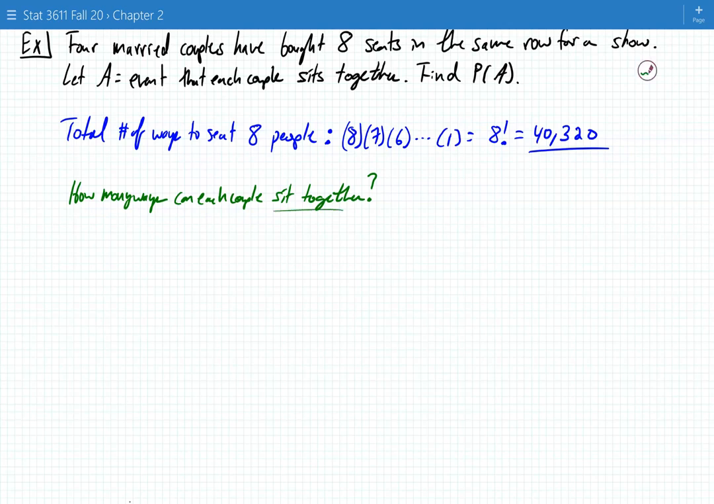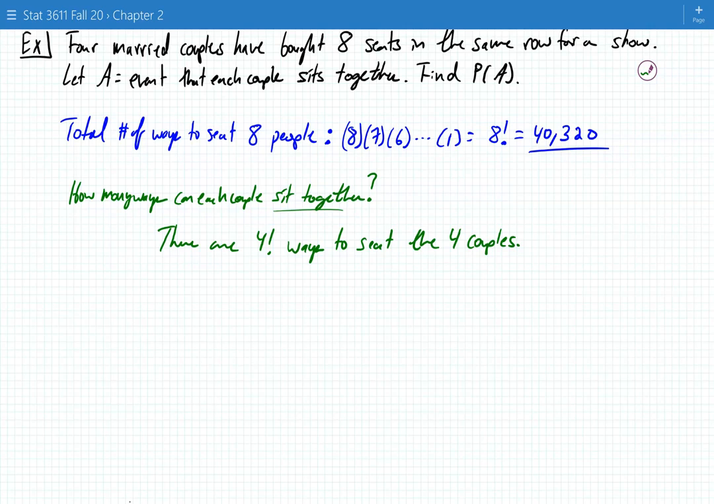If the couples are going to sit together, then I can focus on the couple as an entity itself. So rather than being 8 separate people, there's just 4 different couples. And so I would say, well, how many ways are there to seat 4 couples? Well, there would be 4 factorial ways to seat the 4 couples. 4 factorial, because you basically say you can have couple A go first, couple B second, couple C third, and couple D fourth, or any permutation of those 4.